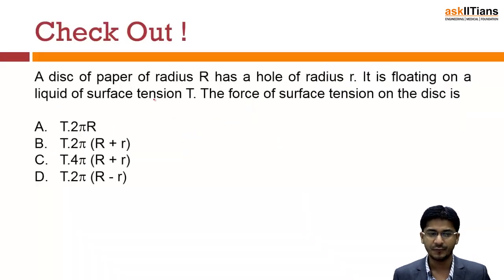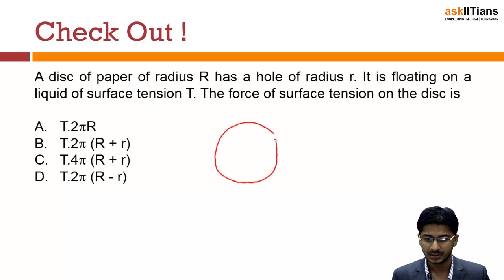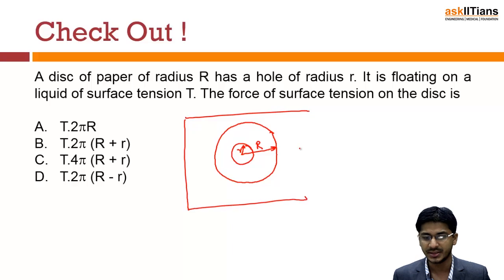Now a disc of paper of radius R has a hole of radius r. So it's like this. Suppose this is a disc. This has a radius capital R. Now this has a hole of a small radius r. This is a hole, this is of a small radius r. It is floating in a liquid of surface tension T. Okay, so this whole thing is kept in a liquid.